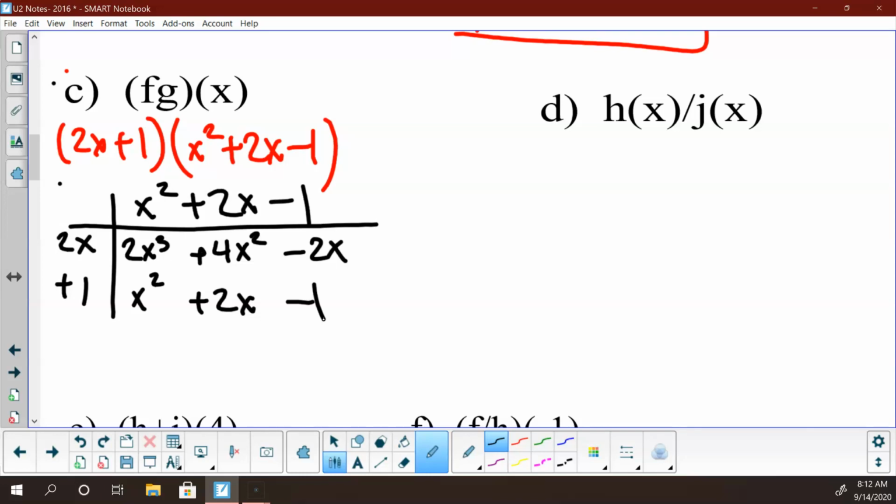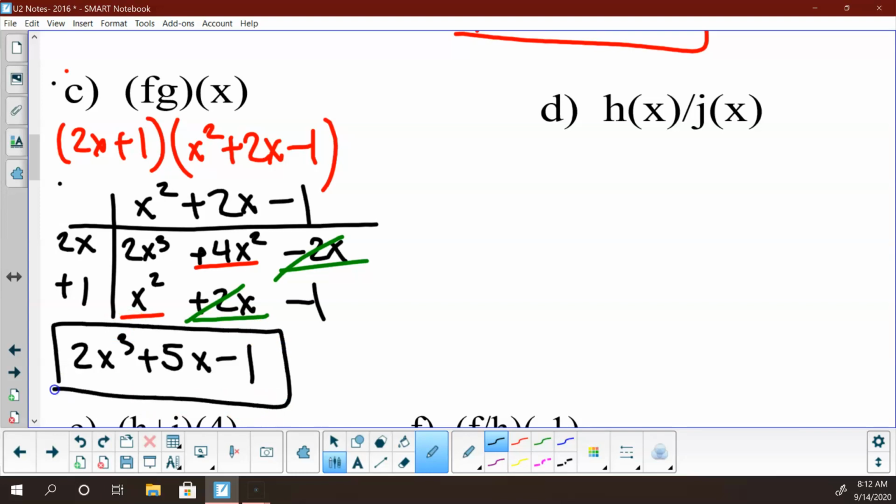Now the one thing with this, when you go to combine your like terms, the vast majority of the time they match up on a diagonal. So like these right here cancel out completely. So the final answer is 2x cubed plus 5x minus 1. Oh, x squared. My bad.